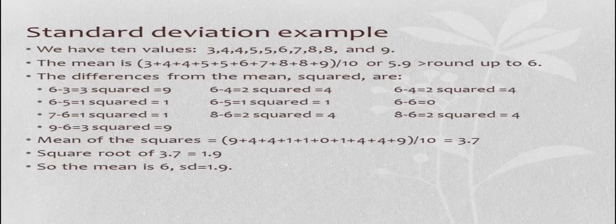The differences from the mean are, you basically take each one of those numbers and see what its difference is from the mean. So 6 minus 3, 6 minus 4, 6 minus 4, etc. Then you take those differences and you square them. So here what I did is I went through, found all the differences from the mean and squared them. And then I added up all the squares and took the mean of the squares, which is 3.7. And then you take the square root of that number, which is 1.9. And so the mean is 6 and the standard deviation is 1.9.